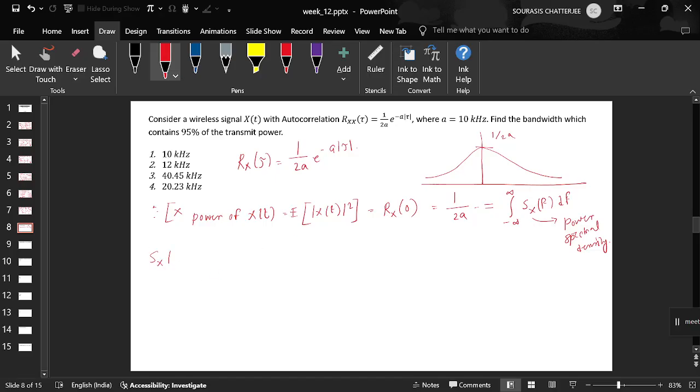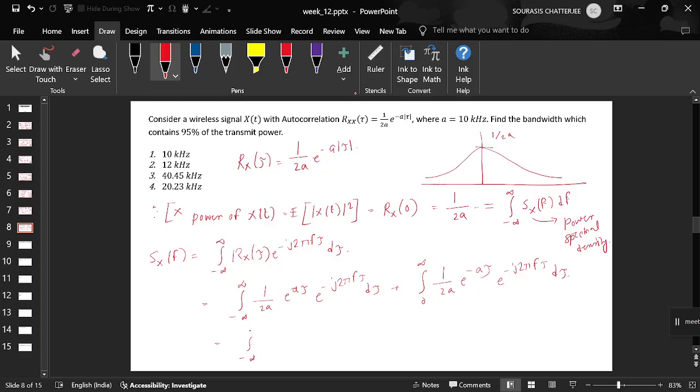So if I am to find the SXF here, how do we do it? Basically minus infinity to infinity Rx(tau) e to the power minus j 2 pi f tau d tau. Now since this is a symmetric function, this integral is divided into two parts, minus infinity to 0. It takes the value 1 over 2a e to the power minus a of minus tau, that is e to the power a tau, and then we have e to the power minus j 2 pi f tau d tau, and next we have 0 to infinity. In this here we have 1 over 2a e to the power minus a tau, since tau is positive in this regime, and e to the power minus j 2 pi f tau d tau.